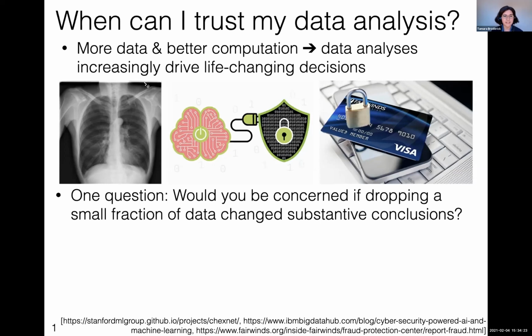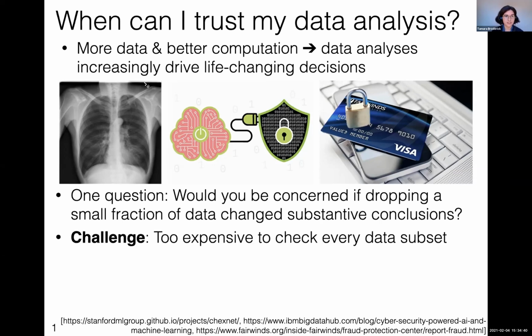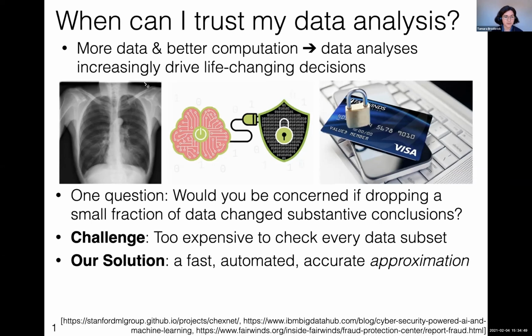Namely, the idea is, if I were to drop a very small fraction of my data, would my substantive conclusions change? Does there exist a very small fraction of my data that I might drop and change those conclusions? And I think in many cases, we would be worried if this were the case. So why doesn't everybody check this already? Well, it's basically astronomically expensive to check, as I'll go into in a bit more detail shortly. And so what we're going to provide is a fast and automated and accurate approximation.